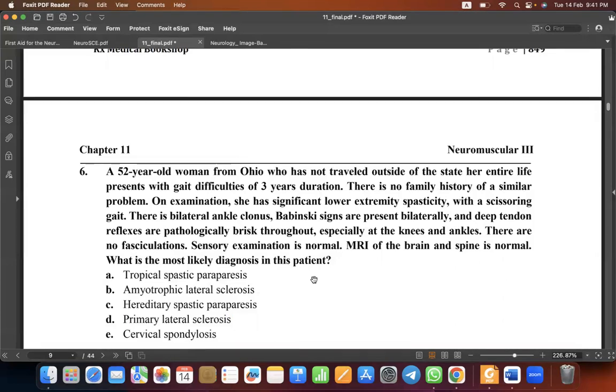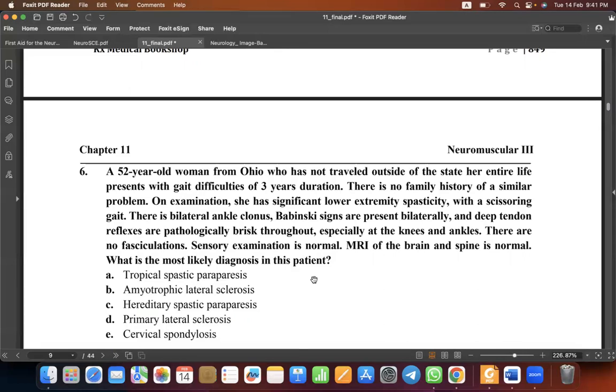Now, a 52-year-old woman from Ohio who has not traveled outside the state in her entire life has gait difficulty of 3 years' duration. There is no family history of a similar problem. On examination, there is significant lower extremity spasticity with a seesaw gait, that is a spastic gait. There is bilateral ankle clonus. The Babinski sign is present bilaterally. The deep tendon reflexes are pathologically brisk throughout, especially at the knees and ankles. There is no fasciculation. The sensory exam is absolutely normal. The MRI is normal. What is the most possible diagnosis?